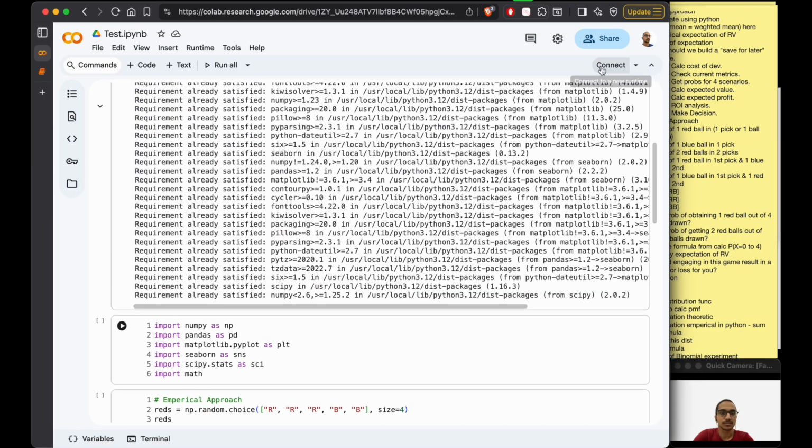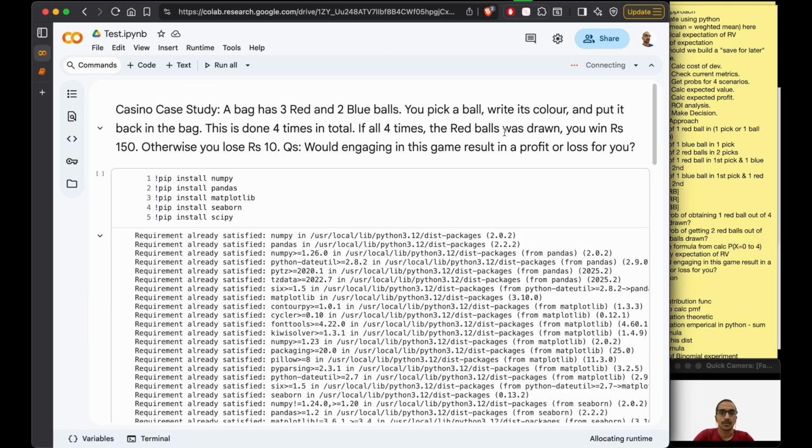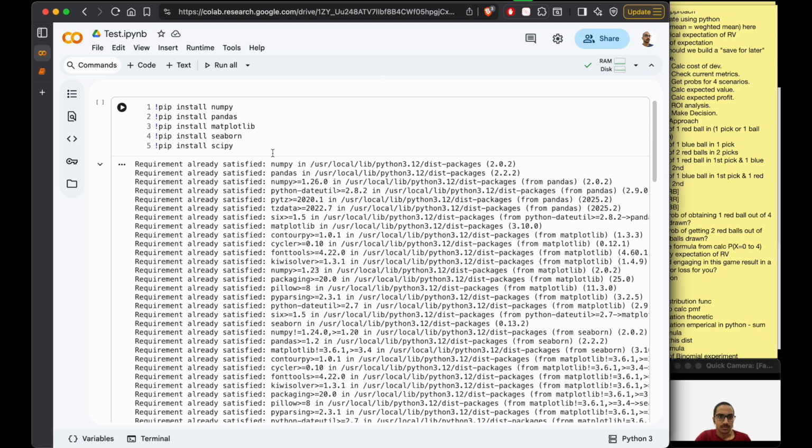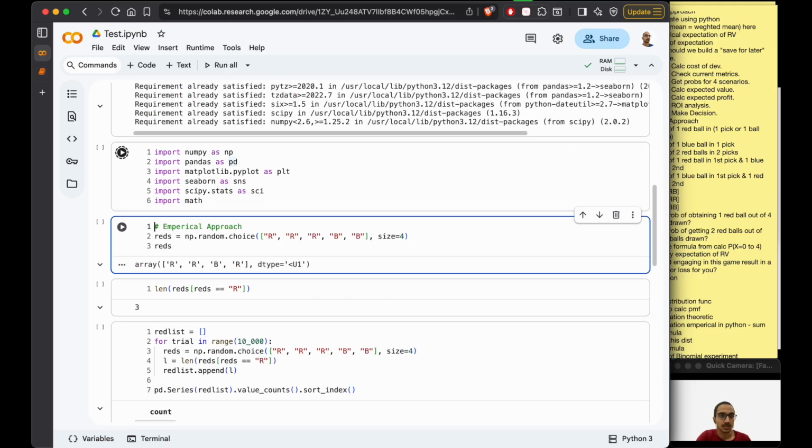So let me just connect this, it got disconnected. So the question, once again, is asking: this is done 4 times in total. If all 4 times the red balls are drawn, you win 150, and otherwise you lose 10 rupees, right? So would engaging in this game result in profit or loss? Let me just run all these once again.